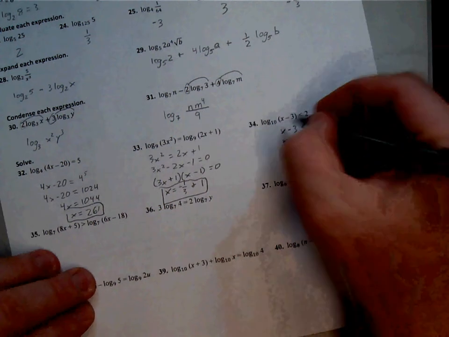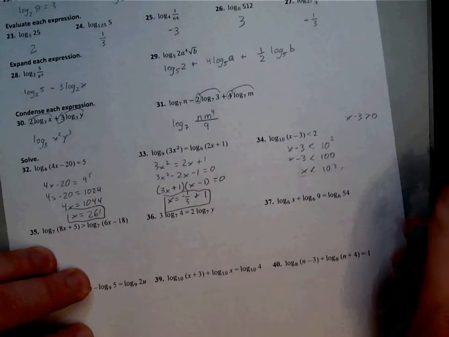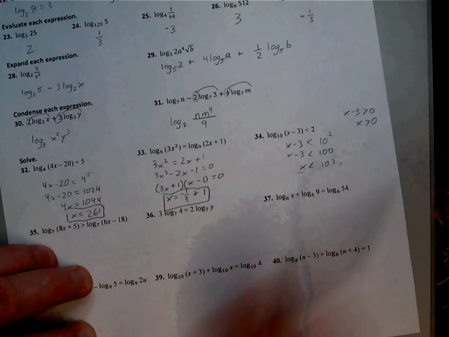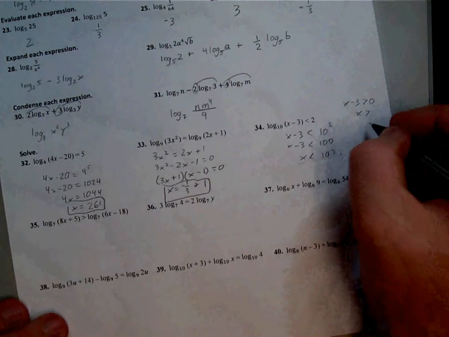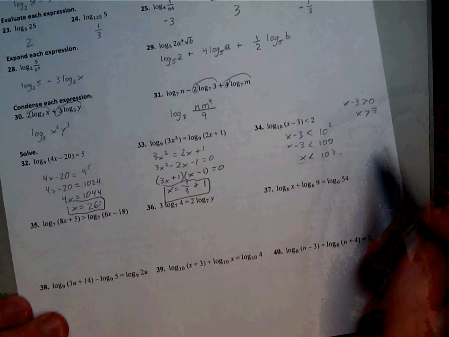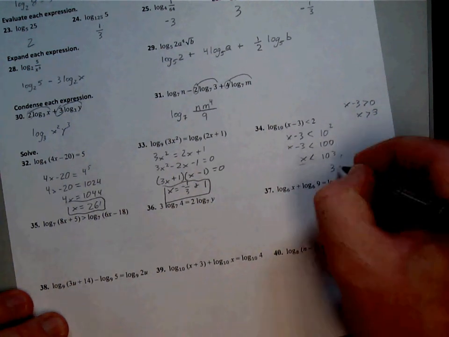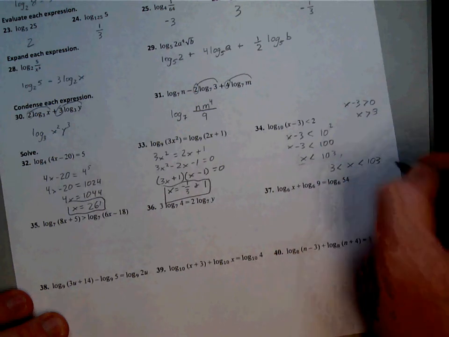So let's think about the fact that we're taking the log of x minus 3. X minus 3 has to be greater than 0 because we're taking a log of it. So if we add 3, x has to be greater than 3. So that's my domain restriction, so x can't be everything less than 103. I've got to combine those two things together. X has to be between 3 and 103.